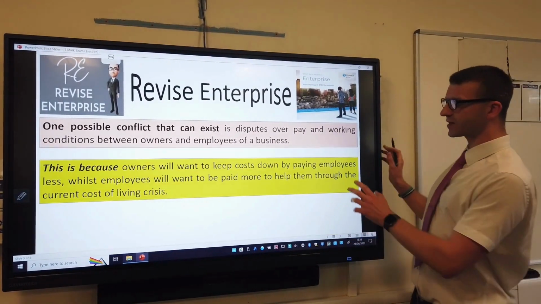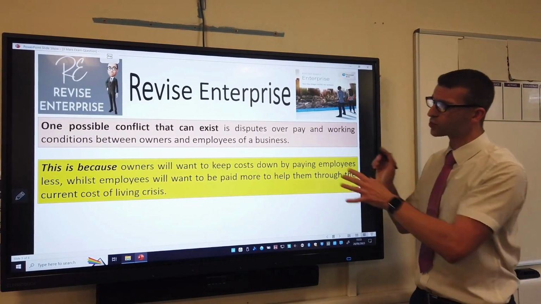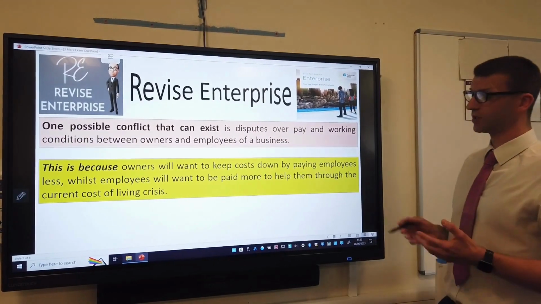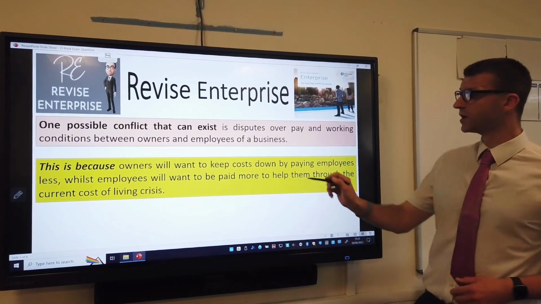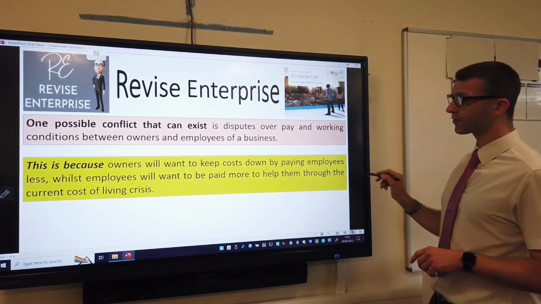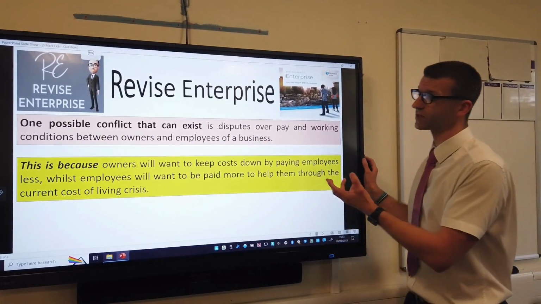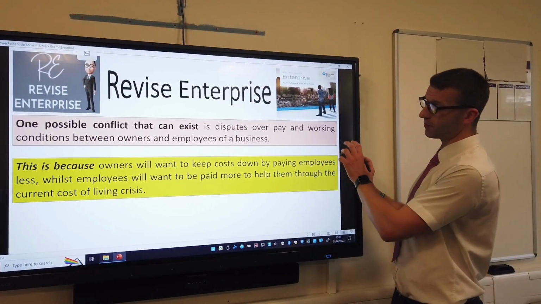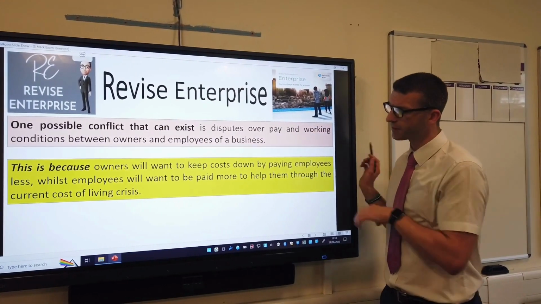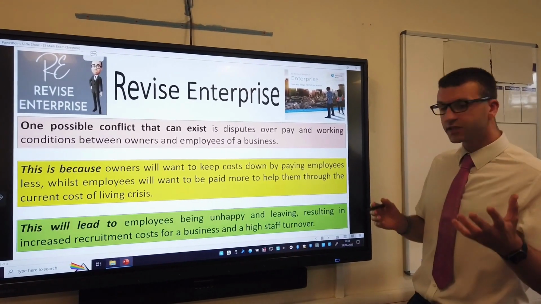Then in your explain section, guys, this is because owners will want to keep costs down by paying employees less, of course, because they want to keep more profits for themselves, whilst employees, on the other hand, will want to be paid more to help them go through the current cost of living crisis. So in this part here, the yellow part, you're building on from your point, and now you're explaining your point in more detail. And then finally, guys, what it's going to lead to?